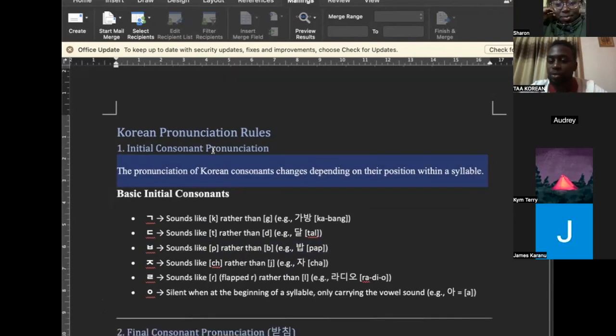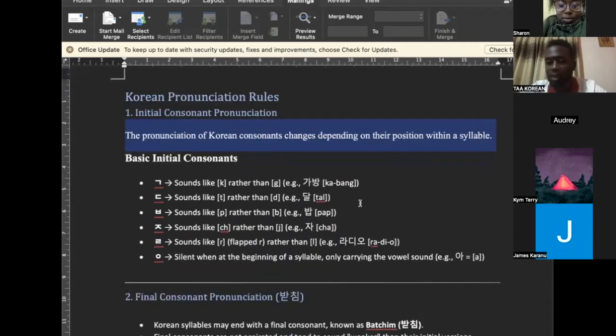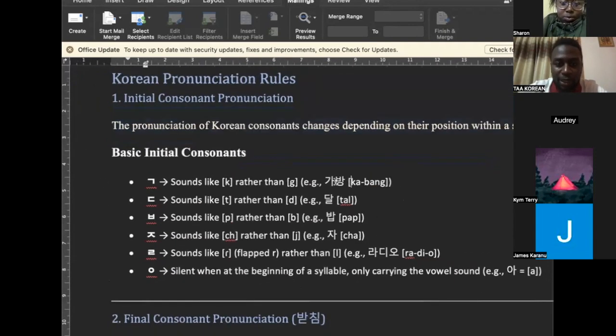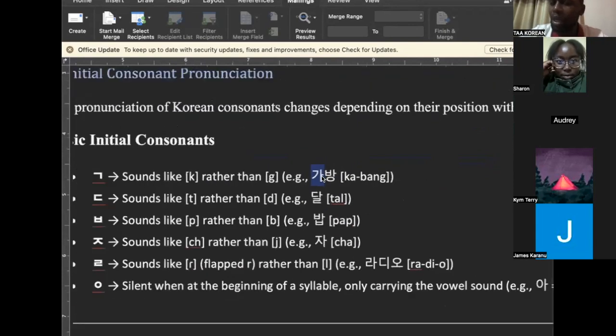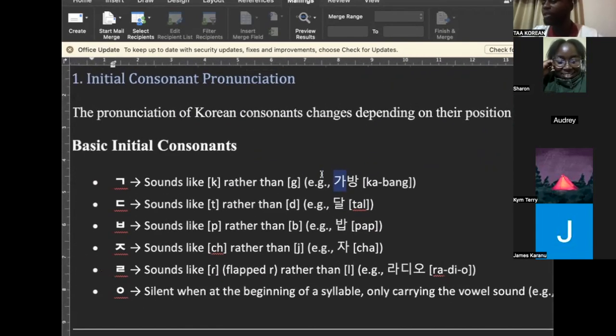Korean pronunciation rules. This lesson is also very key in addition to the original one where we studied the Korean alphabet. Now, the pronunciation of Korean consonants changes depending on the position within a syllable. It sounds like I'm just reading that, but I'll give examples. For example, we have this word right here. This is how you say a backpack in Korean: kabang with a K-like sound. We don't say gabang with a G sound. Have you guys ever wondered why that is?